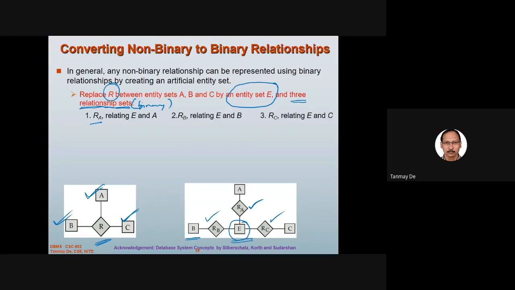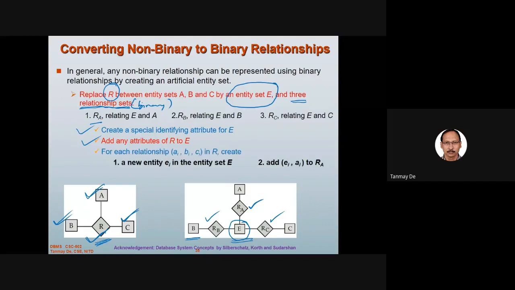And for that we need to create a special identifying attribute for E. Add any attribute of R, if the ternary relationship R contains any descriptive attribute, then that can also be added to the entity set E, because R is replaced by another entity set E. And for each relationship, this relationship R is associated with entity sets A, B, and C. That means an entity from A is ai, from B is bi, and from C is ci.